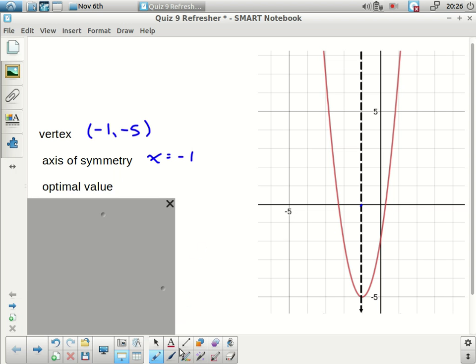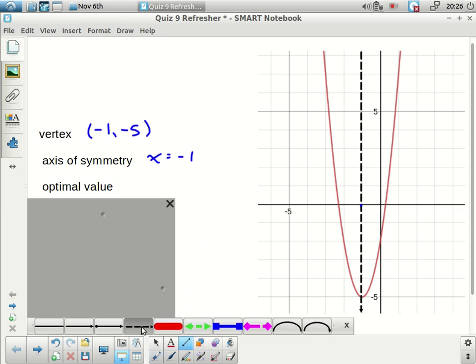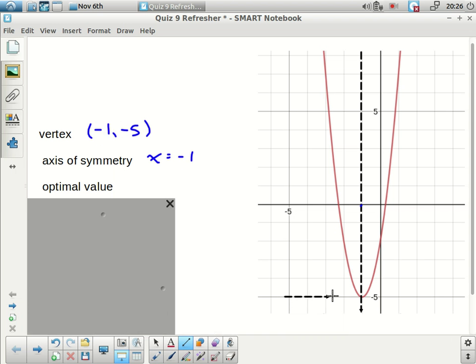Next we'll do optimal value, which is also connected to the vertex, just like the axis is. Optimal value is the highest or lowest point, depending which way it's facing. So again, this parabola doesn't go any lower than -5, so the optimal value is -5. There is no graph underneath that point.